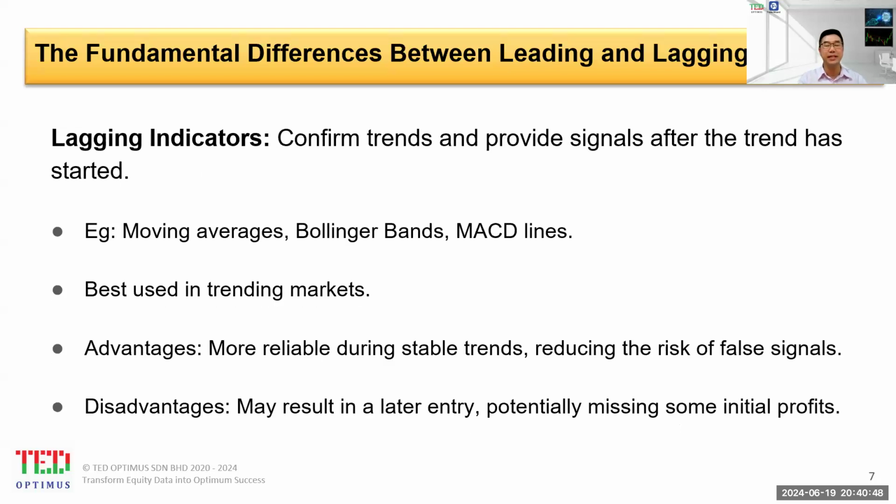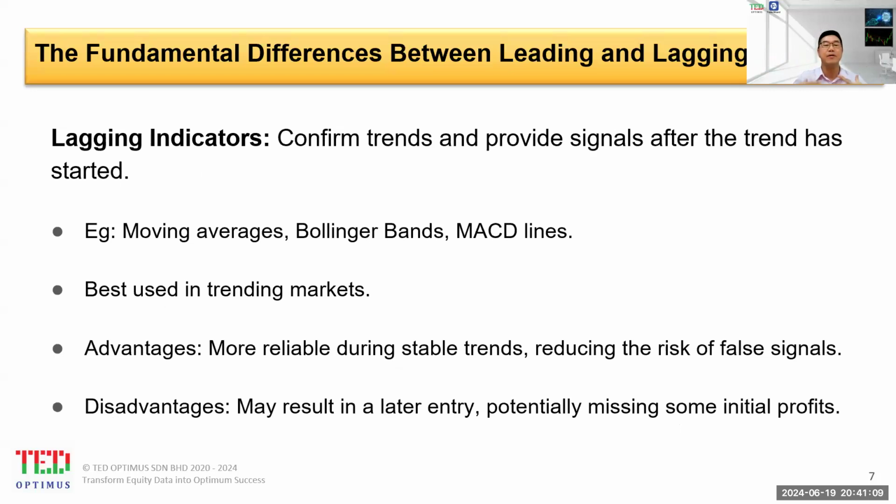And there's another group called lagging indicators. This one is not to predict future price movement, but instead to confirm trends and provide signals after the trend has started. You can see that one is to predict, but this one is to confirm. So they have different applications and usefulness.